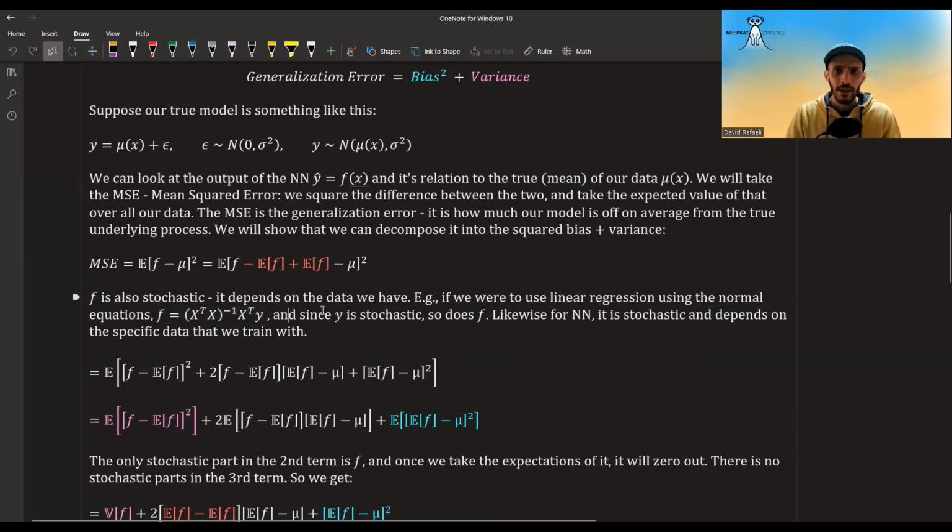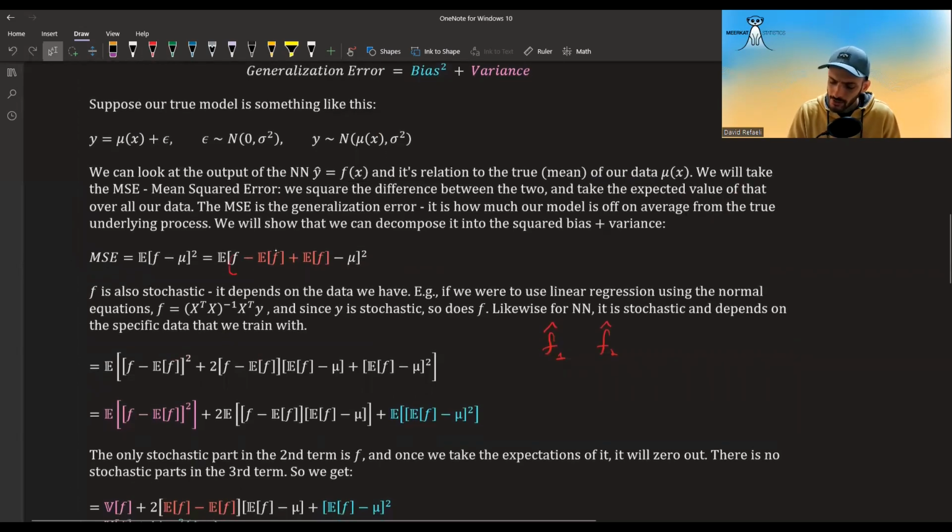Okay. Likewise, for neural networks, we also have the stochasticity that comes from having a specific data set. If we give a specific data set to the neural network and we train it exactly the same, we initialize the weights the same, we train it for exactly the same time, then we will get a certain f, right? We'll call it f1. But if we give it another data set, even if we train it exactly the same, we will get a different function, okay? So there is some stochasticity for f, and this is why we are taking the expectation with regards to f.